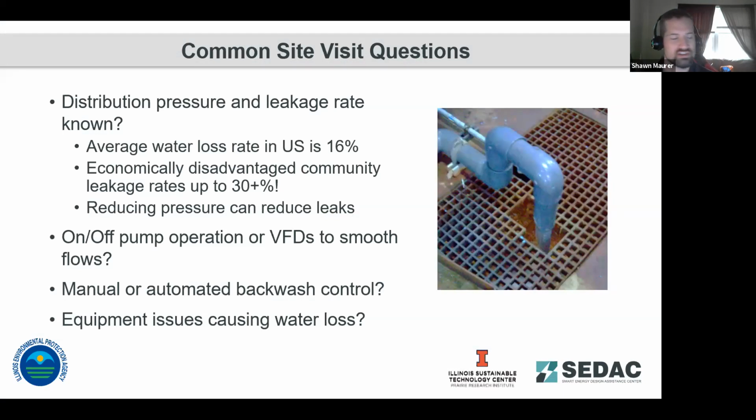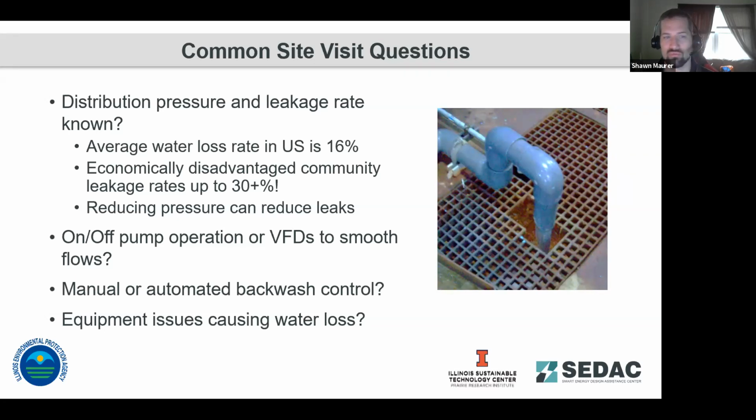So some common questions that you might want to look forward to us asking on that site visit. One of the big ones is, do you know your distribution pressure and the leakage rate in your system? The average water loss rate for the US is about 16% in distribution systems. In Illinois, and particularly in economically disadvantaged communities that have limited resources to do major upgrade projects, that can be up to 30% or more of your distribution leakage losses.